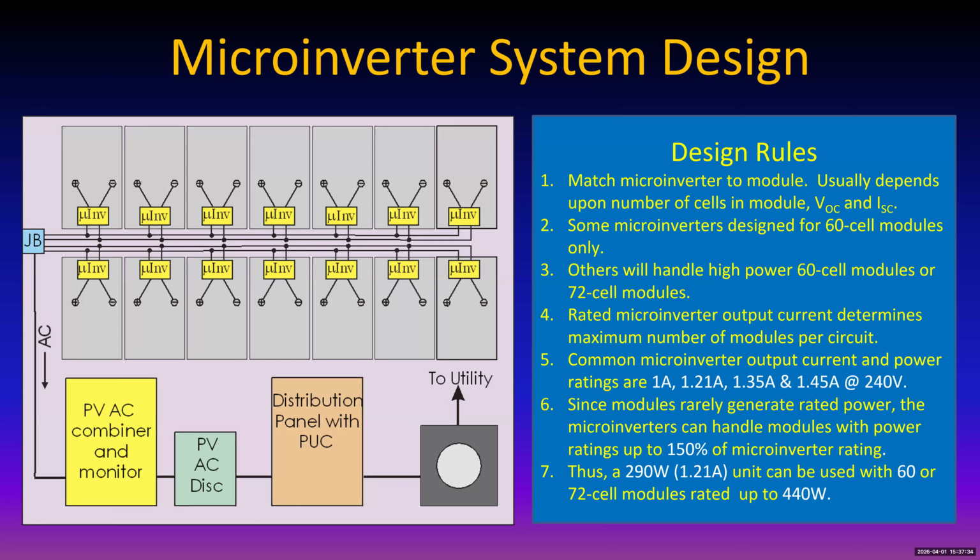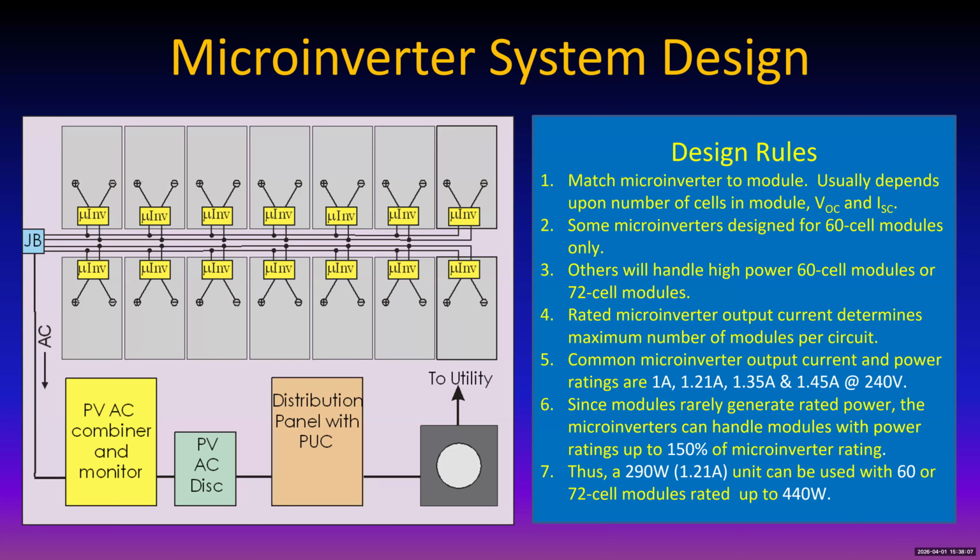Then the rated microinverter current: as we said before, the currents from the modules add at the output of the microinverter. Typical microinverters will put out 1 amp, that's the older ones, then 1.21, quite a few of those out now, 1.35, 1.45, and 1.58 you could add to that as well. The 1.58s are now coming out, becoming a little more popular.